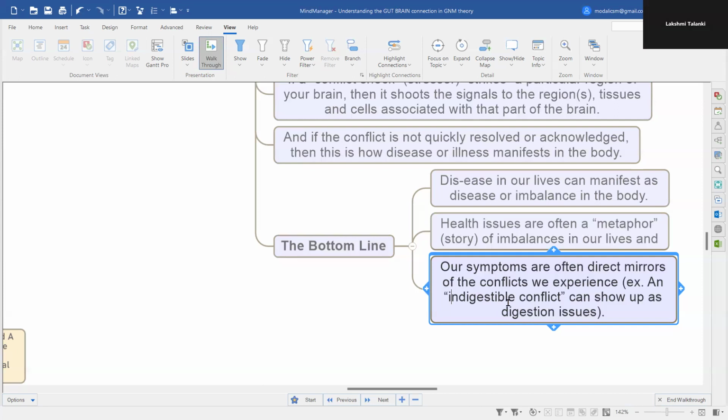In Joe Dispenza's language, it is the feeling and thinking, the chain reaction of thinking and feeling. He calls it the feeling and feeling. He has changed F and T.